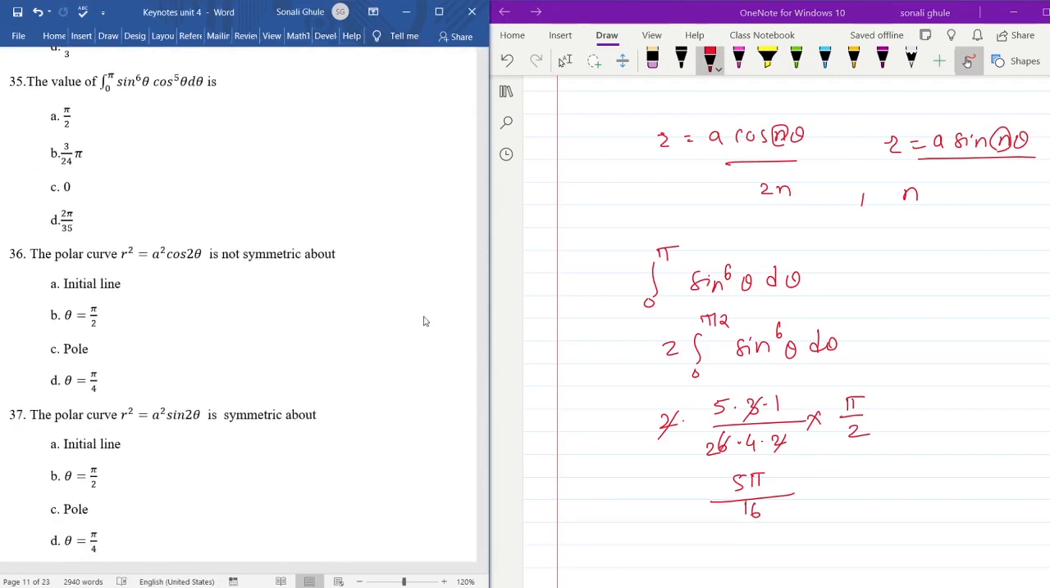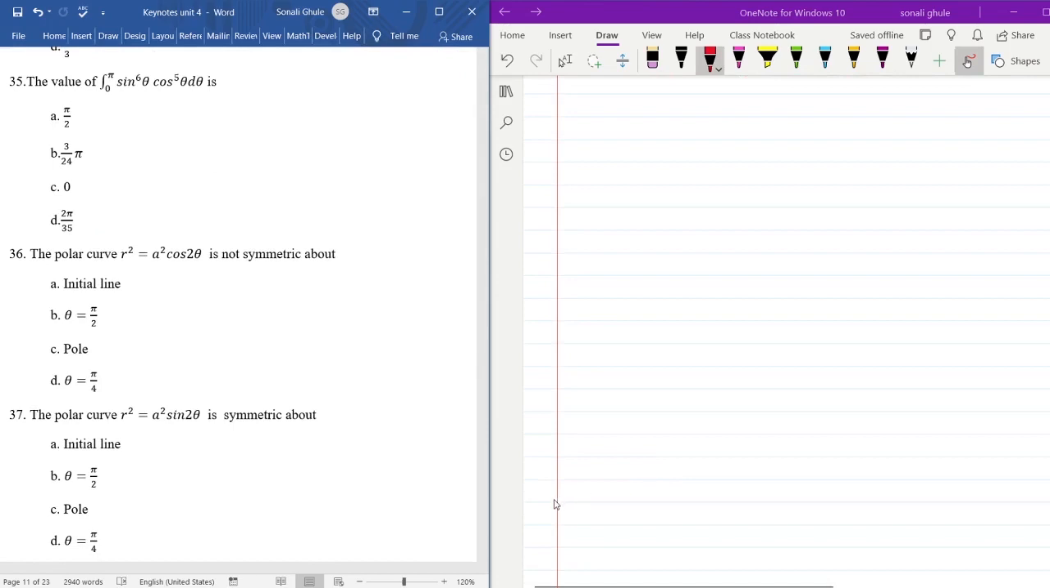Now let's solve your next question. If you see for 0 to π, if cos has an odd power, its answer is 0. Remember this. Then: the polar curve r² = a² cos 2θ is not symmetric about... So here we have to check where this curve has no symmetry.